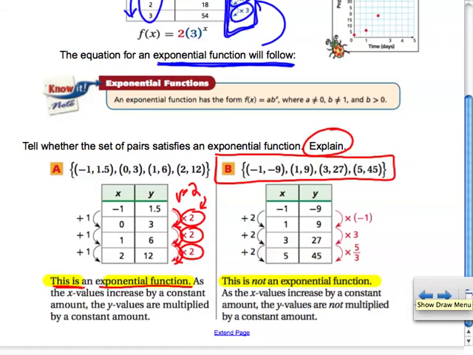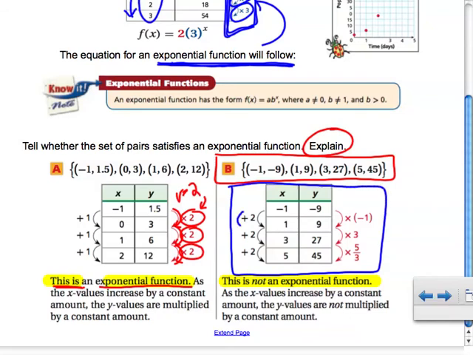Now, my next box. The first thing to notice is x going up by 1. Oh, but in this case, x is going up by 2. It's still a constant amount, so it's okay. If x were going plus 2, plus 1, plus 2, plus 1, that's not going to work. As long as x is increasing by a constant amount, we can look for, hey, is y changing by a constant factor? And here we see y values going -9, 9, 27, and 45.